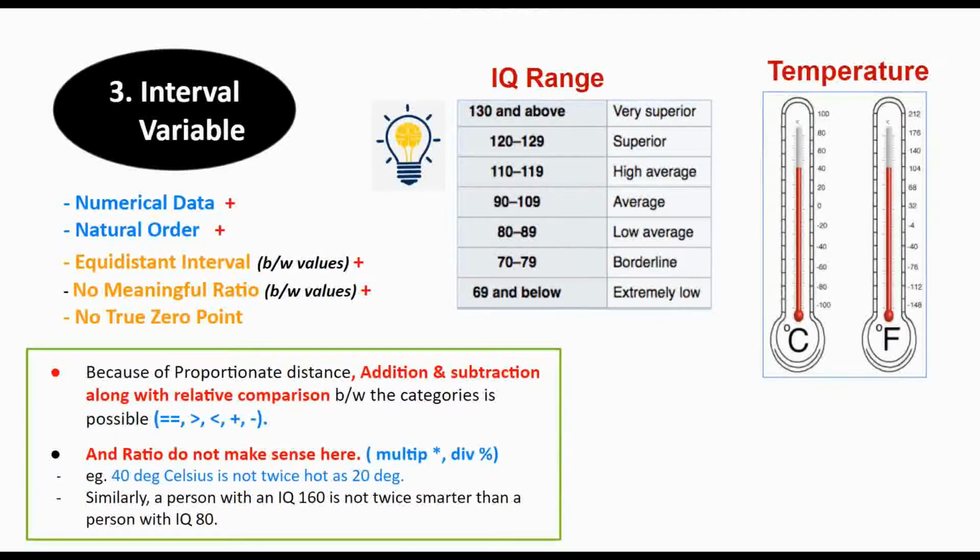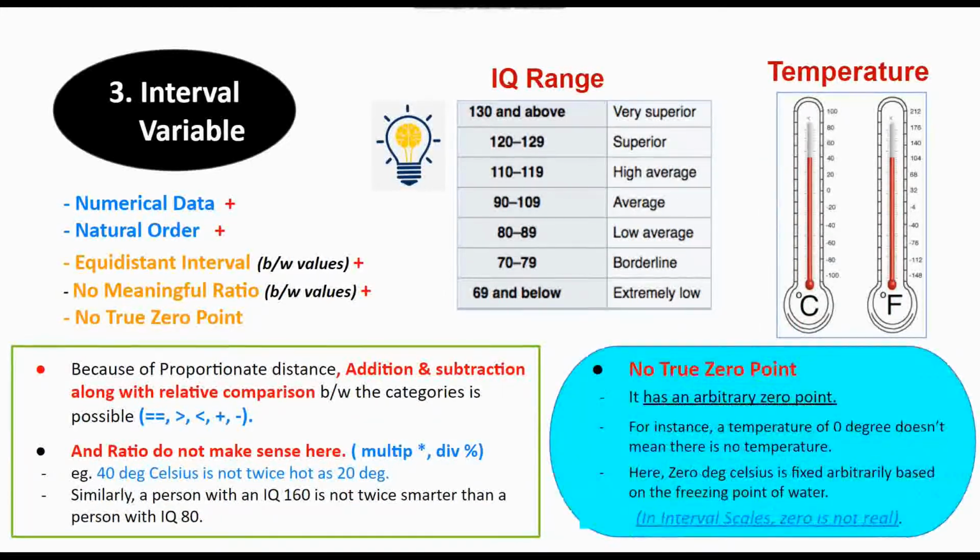But if we want to take a ratio between two values, it won't make sense here. For example, for temperature, we cannot say that 40 degrees Celsius is twice as hot as 20 degrees. And the same goes for IQ scores also. So we should keep this in mind. The last is no true zero point, which is a very important feature because it distinguishes the interval scale from the ratio scale, which we'll see next. As of now, just remember that an interval variable has no true zero point. Here, the zero is not real, it's just an arbitrary point.